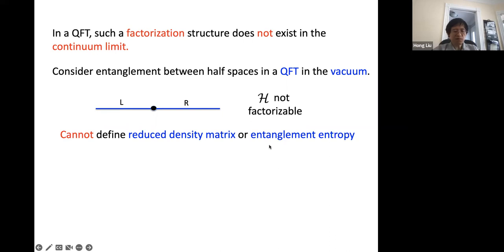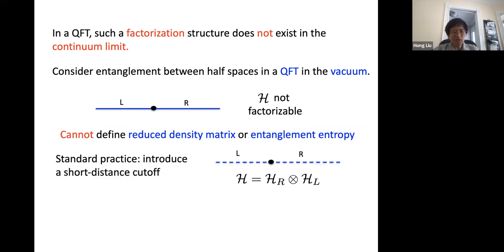But in practice, even though we cannot do this in the continuum limit, if we introduce a short distance cutoff, for example, if you put the system on a lattice, with some lattice spacing, then once you put the system on the lattice, there is a natural factorization, because you can define degrees of freedom on each lattice point. Now there's a factorization of the Hilbert space between the R and the L.